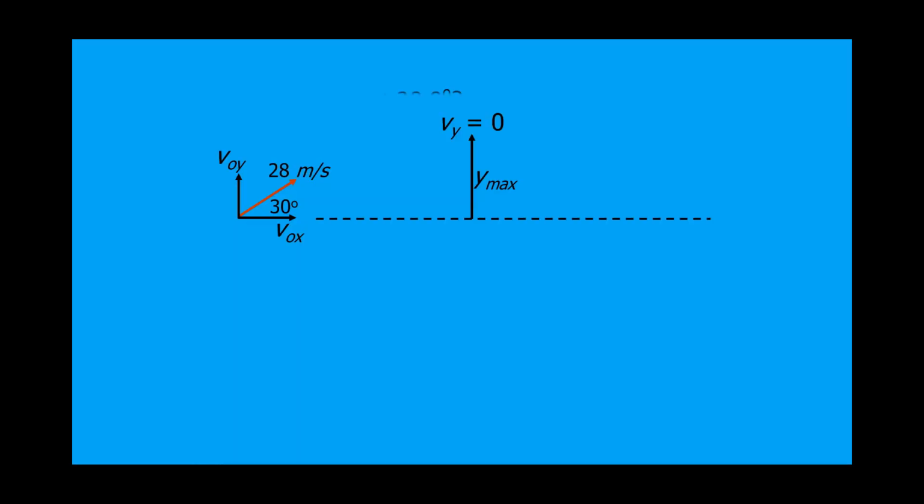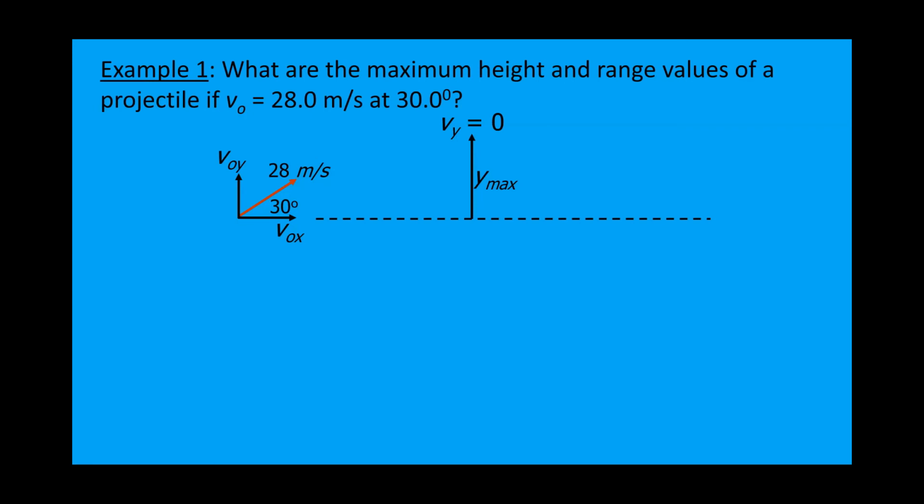All right. So we're going to do 3 practice problems to kind of make sure you're getting the idea here. In this first example, it says, what are the maximum height and range values of a projectile if the initial velocity is 28 meters per second at a 30-degree angle? So how am I going to find my x and y components?